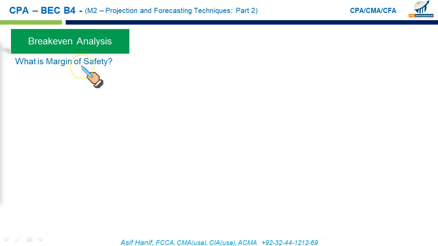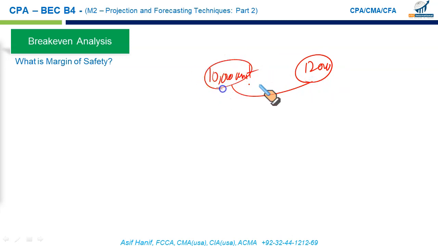What is margin of safety? Margin of safety is the excess of sales over the break-even sales. Like for example, we know we will be able to break even when we sell 10,000 units, but we have planned to sell 12,000 units. So the gap between your planned sales and the break-even sales is called the margin of safety in units.